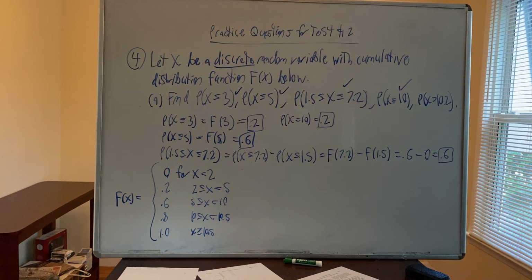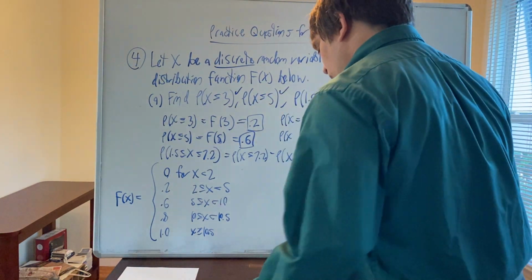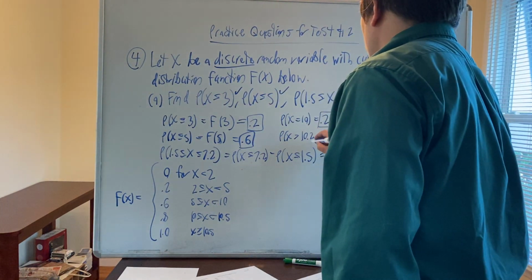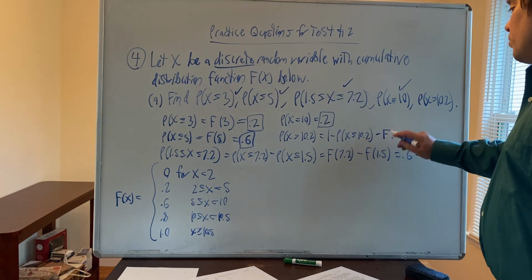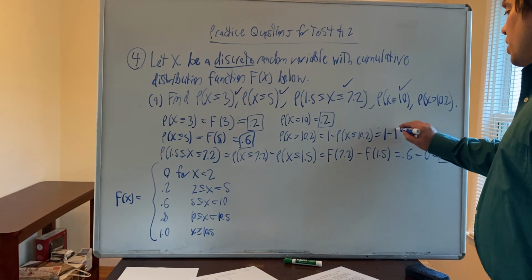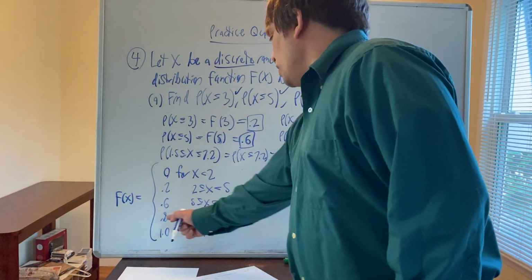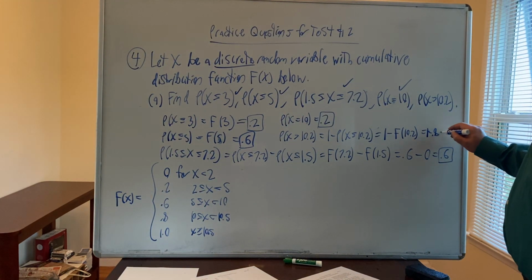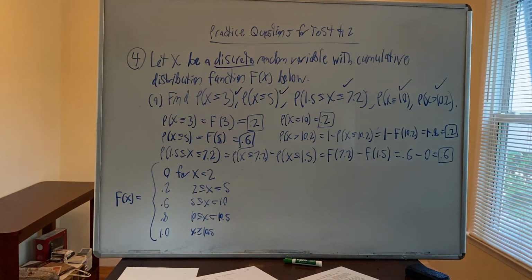Okay. So that's that. Probably x is greater than 10.2. So the probability that x is greater than 10.2 is 1 minus the probability that x is at most 10.2, less than or equal to 10.2. That's 1 minus capital F of 10.2. And what's capital F of 10.2? That falls in this range, so that's 0.8. So it's 1 minus 0.8, which is 0.2. And so the probability that x is greater than 10.2 is 0.2. All right, so those are the 5 probabilities there. That's part A of number 4.